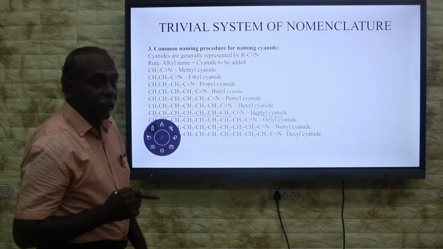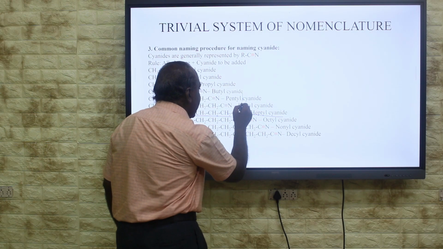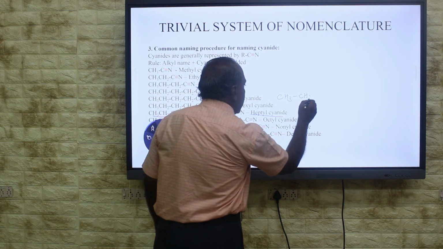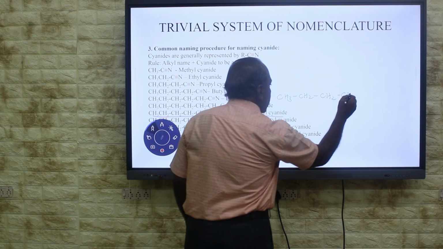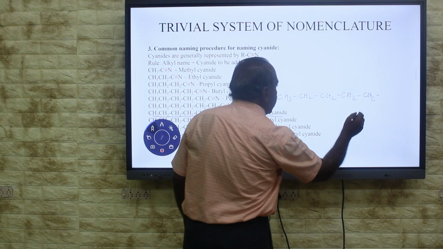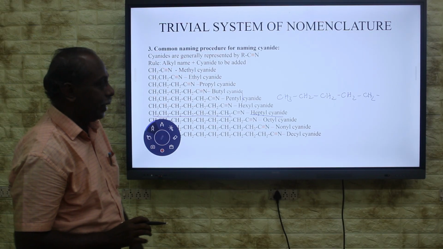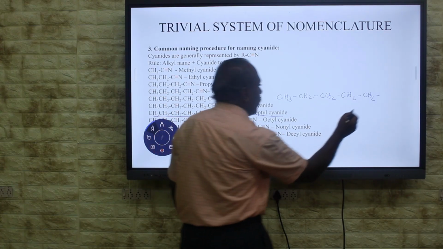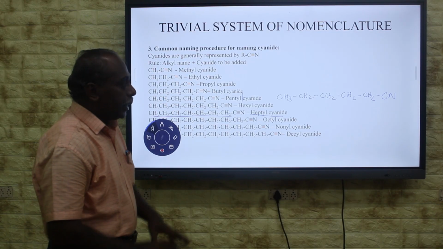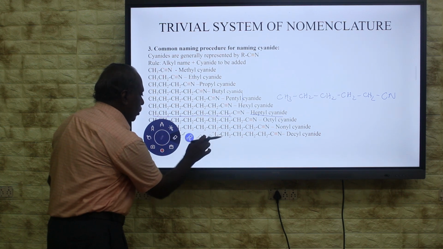In a similar manner, we can also write the structural formula of the compound. For pentyl cyanide, you write the pentyl group. There will be five carbons. It is a pentyl. If the terminal is having CH3, that is pentane, you remove one hydrogen, the ANE is replaced by YL ending, you get pentyl, then cyanide will be substituted, pentyl cyanide. In that way, we can write the structural formula of the compound. Let us pass on to the next functional group.